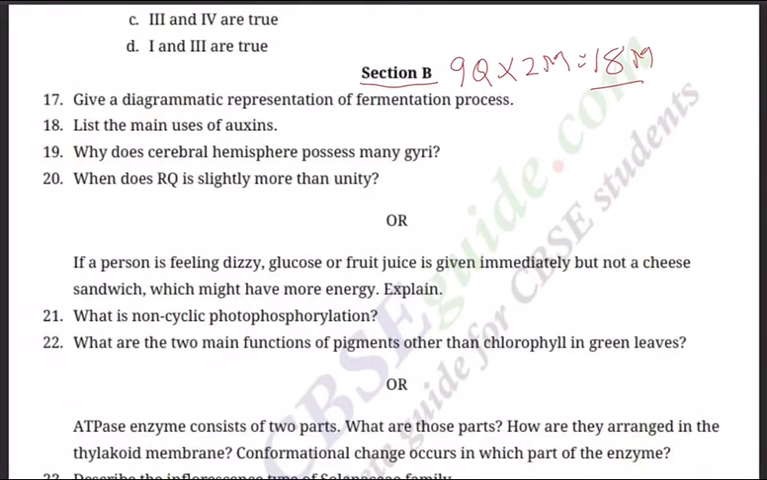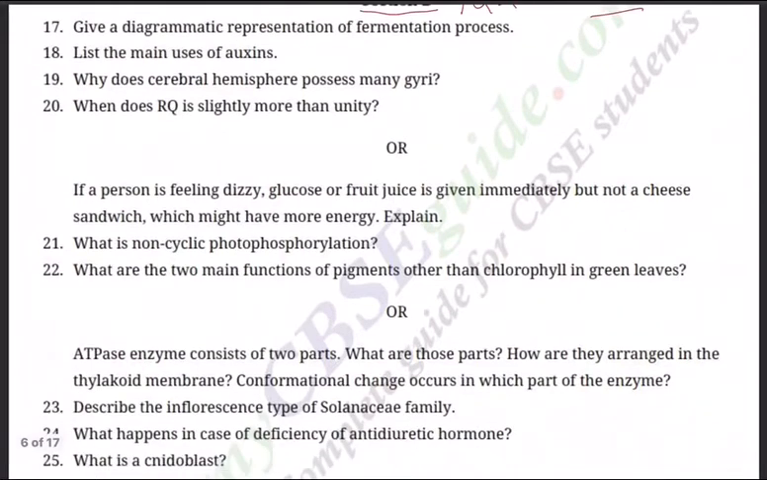Give a diagrammatic representation of fermentation process. Question 18. List main uses of auxins. Question 19. Why does cerebral hemisphere possess many gyri? Question 20. When is RQ slightly more than 1? Or, if a person is feeling dizzy, glucose or fruit juice is given immediately, but not a cheese sandwich which might have more energy. Explain.